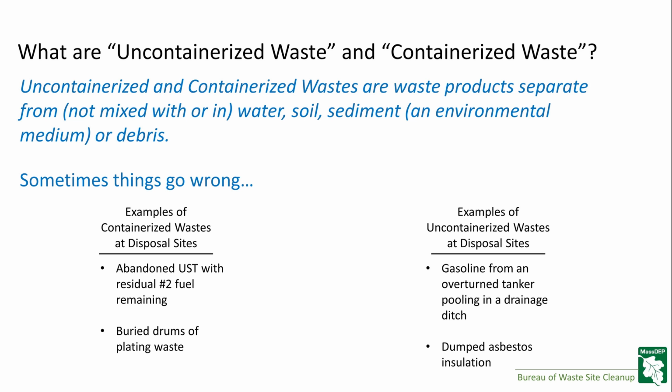However, there are other places that you might run across containerized waste and uncontainerized waste at 21E sites. Examples of containerized waste include abandoned underground storage tanks that still have some residual fuel in them, or buried drums that you run across during a site investigation. Uncontainerized wastes are a little bit less common, but think of gasoline from a tanker that is pooling in a ditch, or dumped asbestos insulation that's discovered along the side of a road.